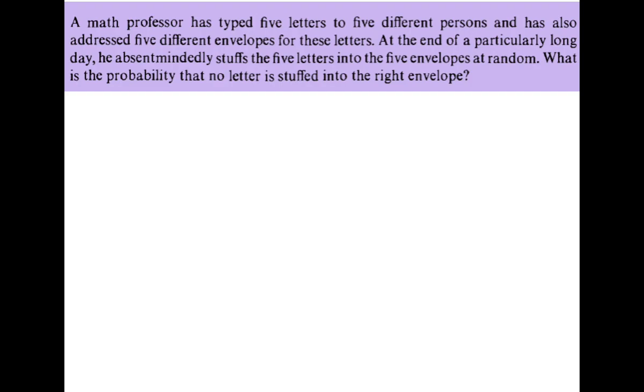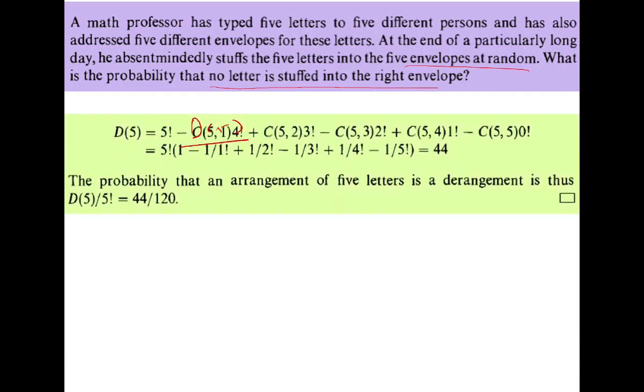A professor has typed 5 letters to 5 different persons and also has addressed 5 different envelopes. At the end, by chance he stuffs the 5 letters into 5 envelopes at random. What is the probability no letter is stuffed into the right envelope? No letter is, so no one is getting the right position. It means I just need to find D5. I can leave the answer in this form, or I can compute D5. If you compute it, it comes out to be 44, and the probability is divided by n factorial, here 5 factorial, so that's 44 by 120.